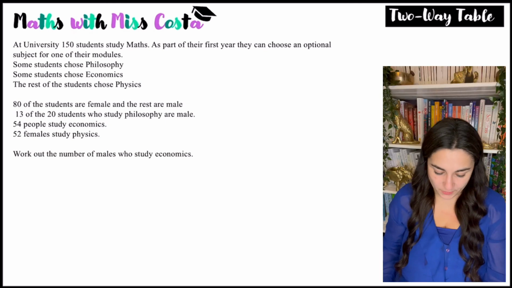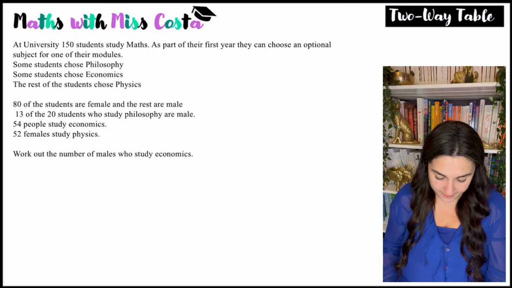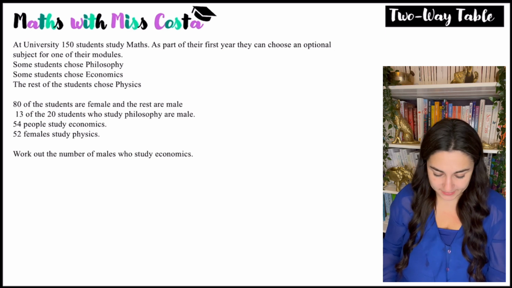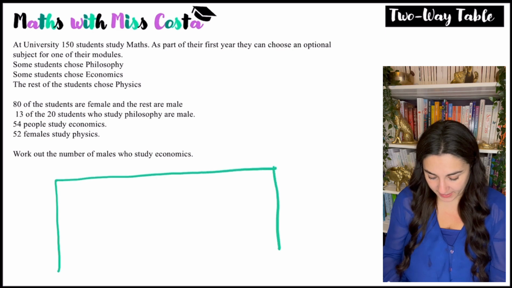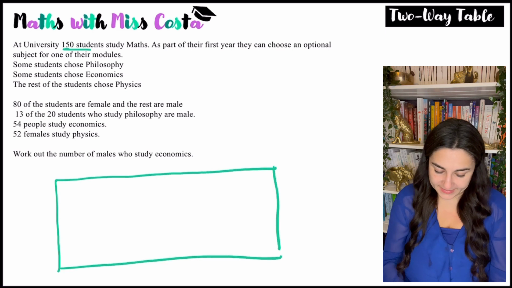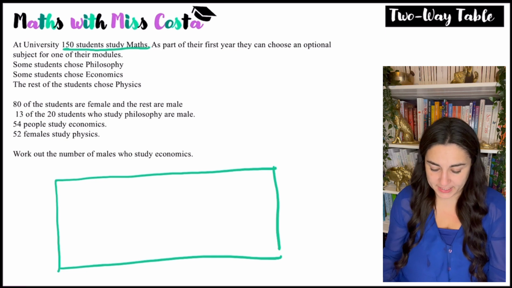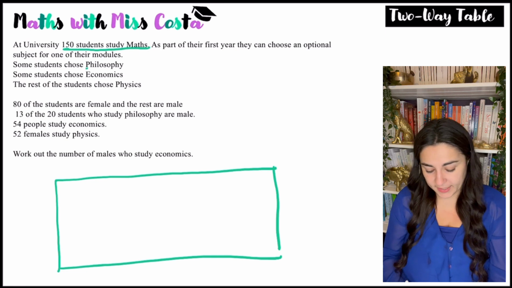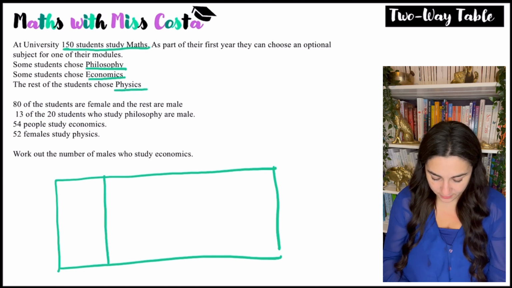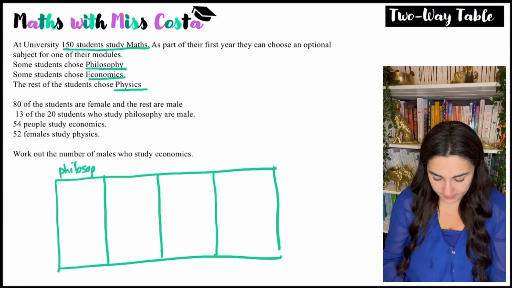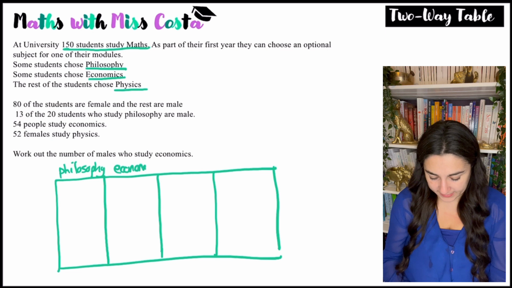Okay, so here I have a question that has a lot of information, and generally when I've got a question like this, I'm going to either want to do a Venn diagram or a two-way table. So let's do a two-way table. At university, 150 students study maths. As part of their first year, they can choose an optional subject for one of their modules. Some students choose philosophy, some choose economics, and the rest choose physics. So I'm going to have 3 options: philosophy, economics, and physics. And my final column is going to be the total column.